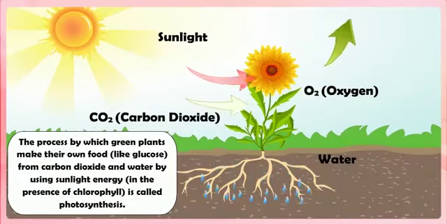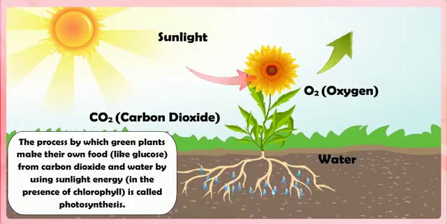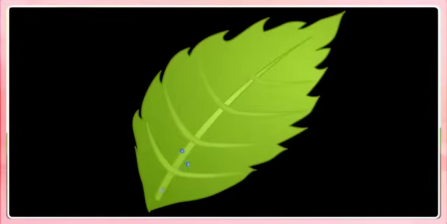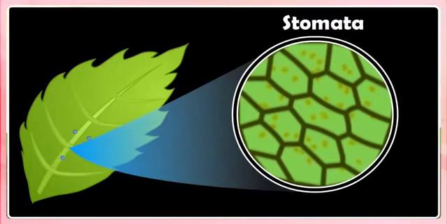Photosynthesis. The process by which green plants make their own food, like glucose, from carbon dioxide and water by using sunlight energy in the presence of chlorophyll, is called photosynthesis. In this process, the plants take carbon dioxide gas needed for photosynthesis from the air through the tiny pores called stomata present on the surface of leaves.